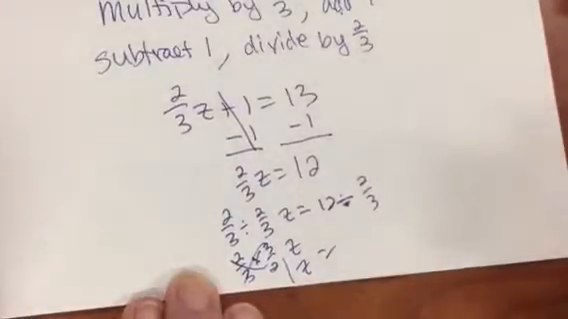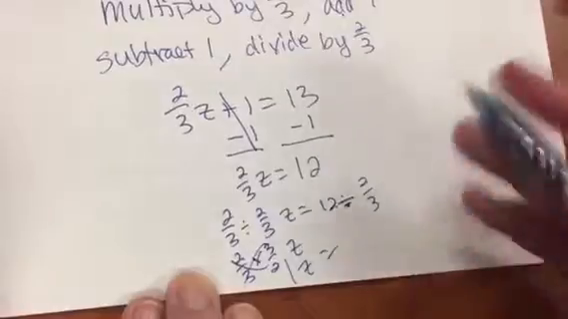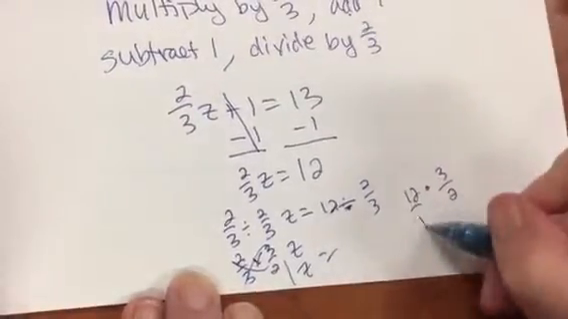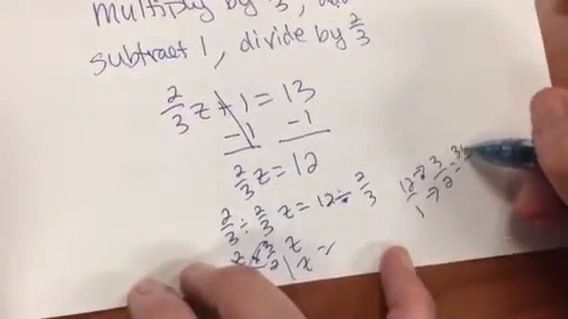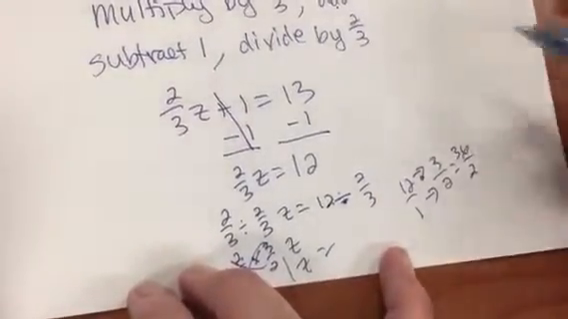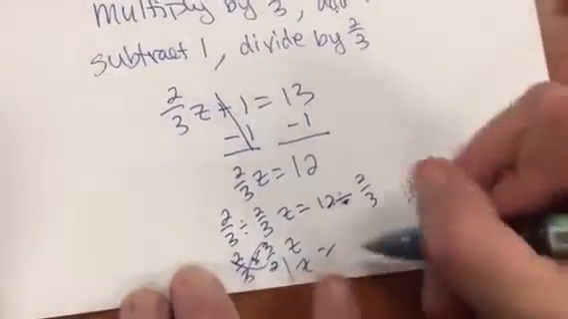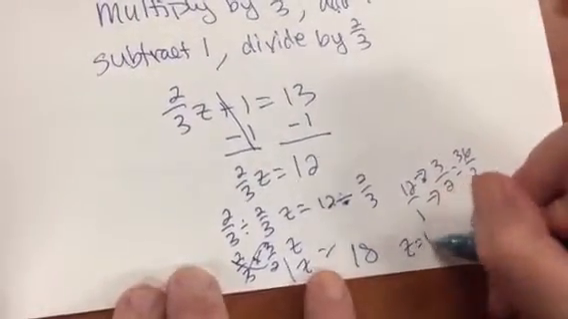And then 12 divided by 2/3, when I'm dividing a fraction, multiply by the reciprocal. So 12 times 3/2. Put a fraction here. 12 times 3 is 36 over 2. What's 36 divided by 2? 18. So z is 18. I can't do math in my head real well. Me neither. z equals 18.